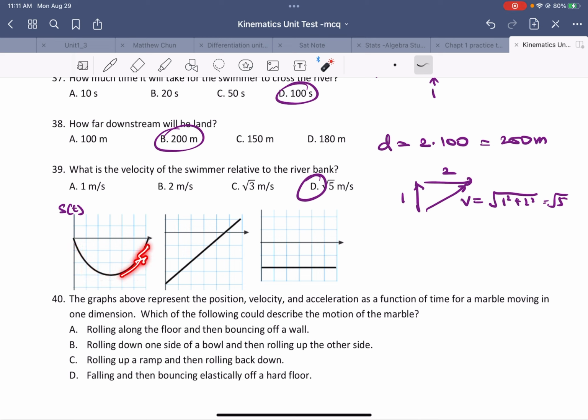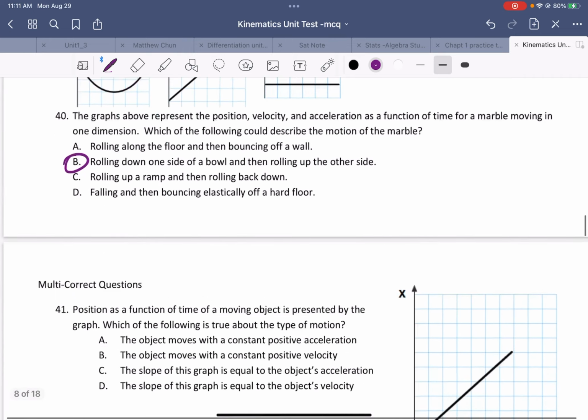and then the slope is positive now. So it used to be negative, and then going up, and this point right here is that point. So the slope is 0, and then now the slope is positive, so going up. Okay, and acceleration is only gravity here, so it's certainly negative. So that means it matches with B. Okay, rolling down one side of a ball and then rolling up the other side, and the only acceleration is gravity.